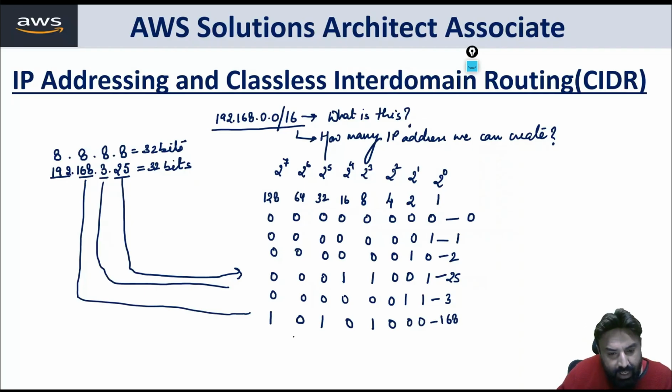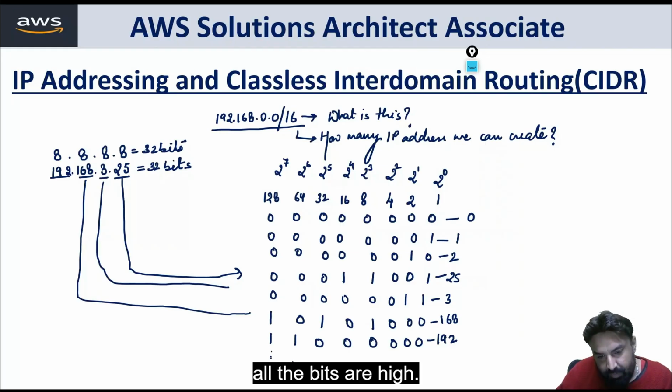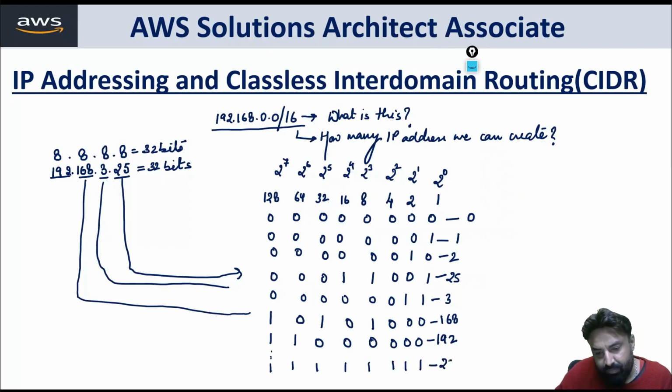And if I have to write 192, 128 plus 64 is 192. Remaining all the digits will be 0, 0, 0, 0. So this is 192. Fine. And suppose all the bits are high. So this is 128 plus 64 plus 32 plus 16 plus 8 and so on, equal to 255.